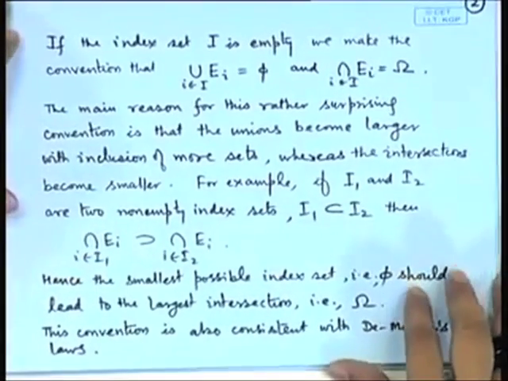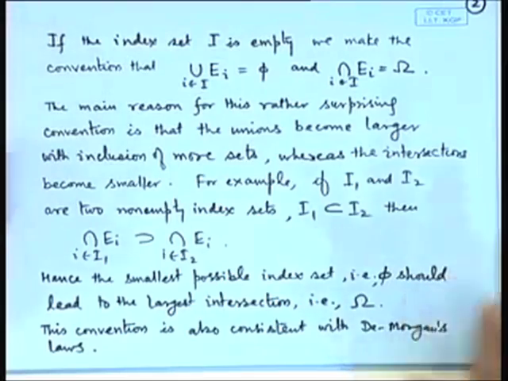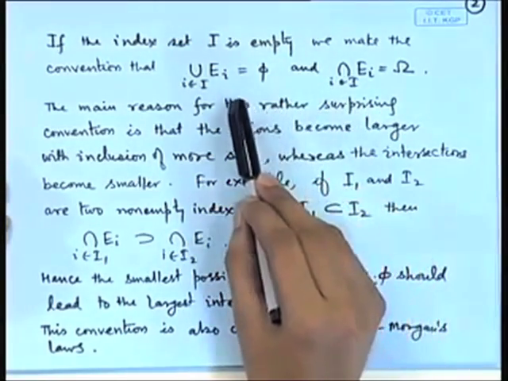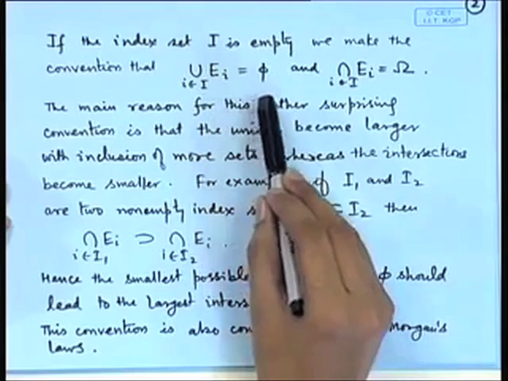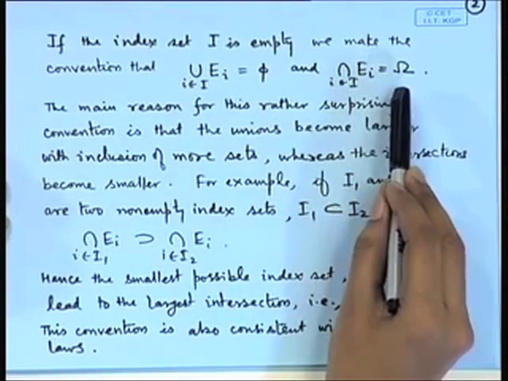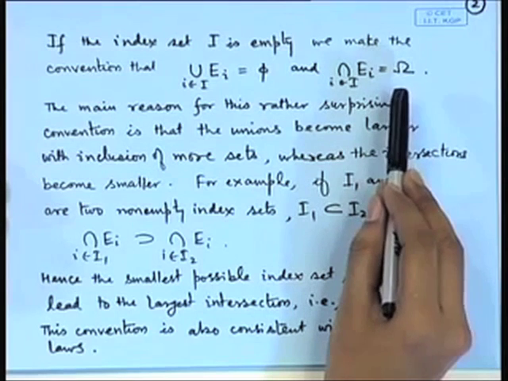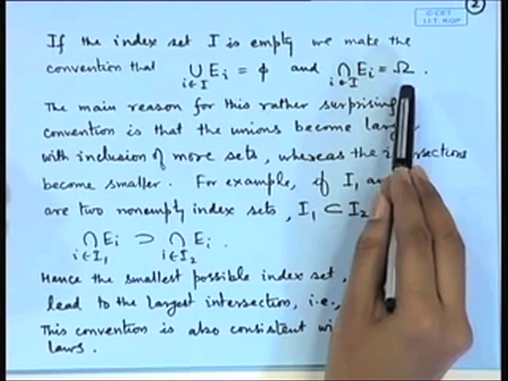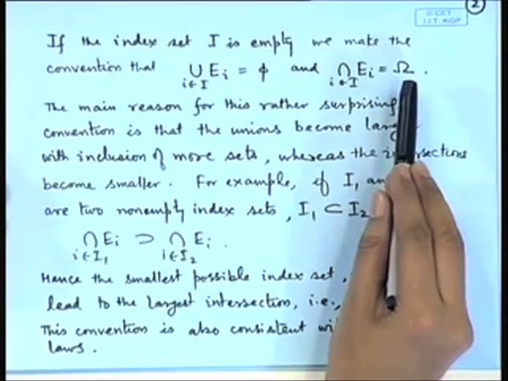We introduce some further conventions and notations. If the index set I is empty, we make the convention that the union of E_i's is empty, and also the intersection of E_i's is the full set omega. The second of these conventions looks rather surprising.